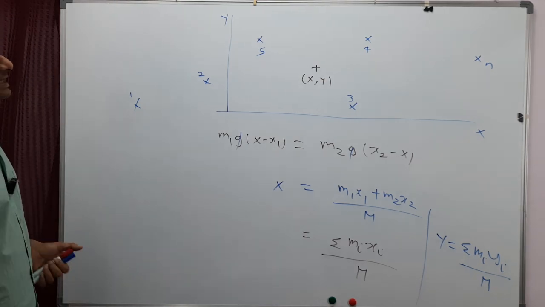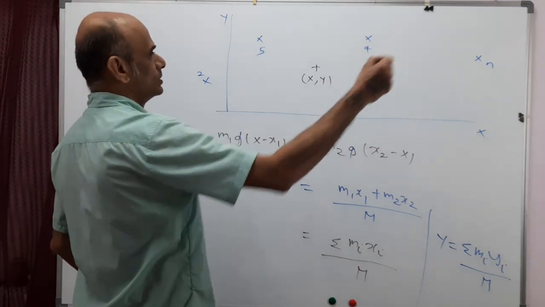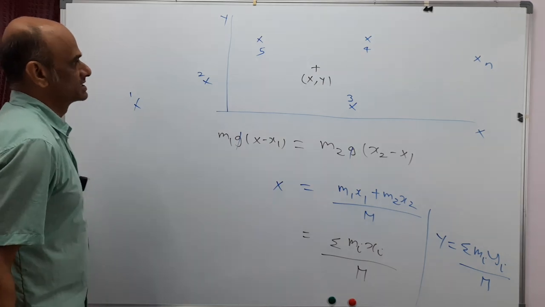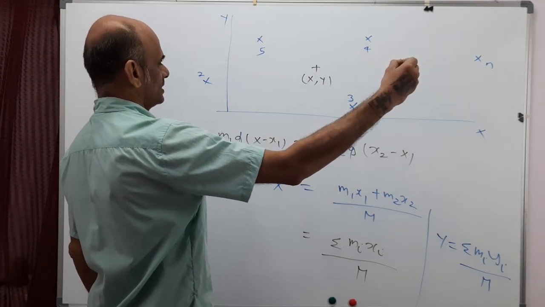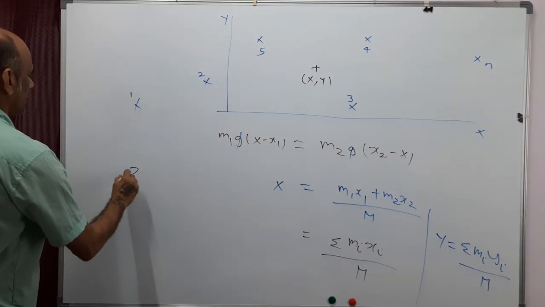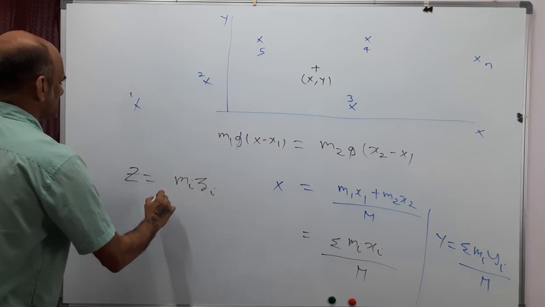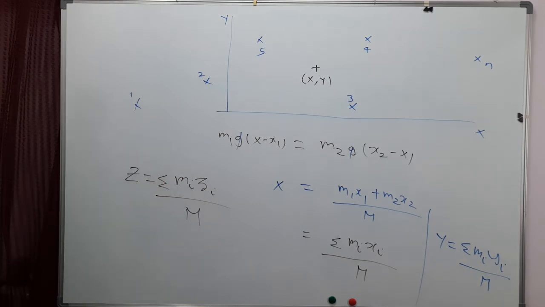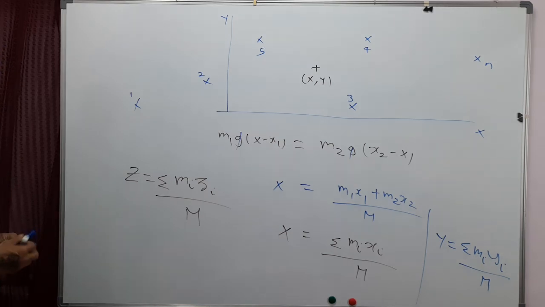Now instead of restricting the particles to be on a single plane, they can be anywhere in space. For example, the third mass can be here, fourth mass can be here, nth mass can be here. In that case, the center of mass can be somewhere here in space with coordinates X, Y, and Z. X and Y are given by the same formula, and Z by a similar formula as a combination of the individual zi's with the weightage of the mass ratio, summed over all the particles. So this is the formula for X, Y, and Z of the center of mass.